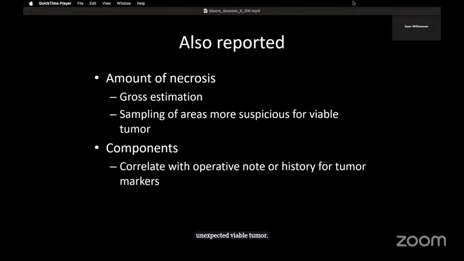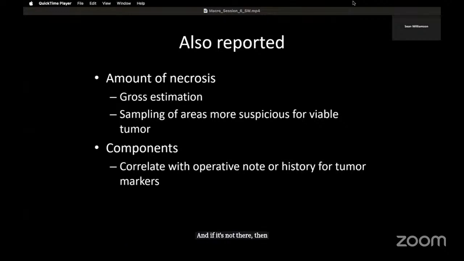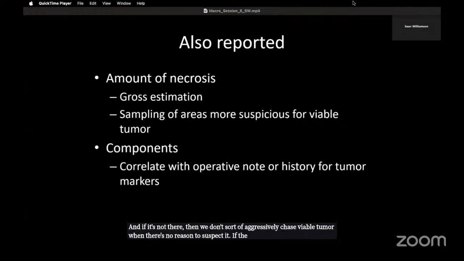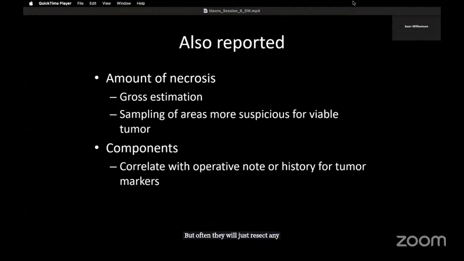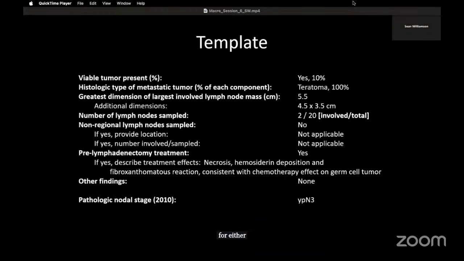And so we would just take a few samples at the edge of the necrosis looking for anything. And if it's not there, then we don't aggressively chase viable tumor when there's no reason to suspect it. If the serum tumor markers have not decreased, that may be a reason to look more carefully for viable tumor. But often they will just resect any residual mass that remains after chemotherapy for either teratoma or necrosis.